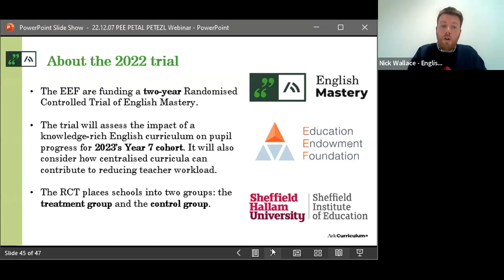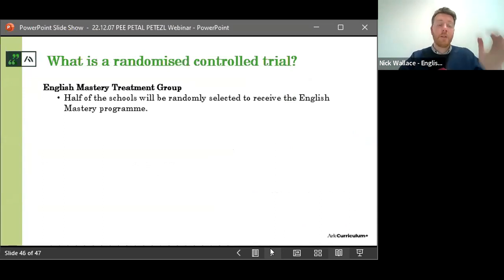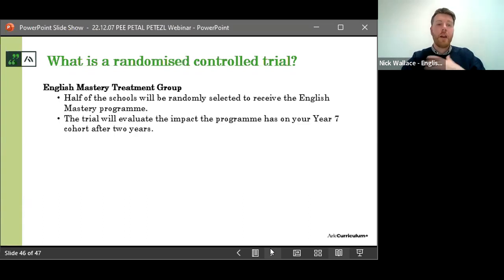The trial, the RCT, places schools into two groups, the treatment group and the control group. I'll tell you more about those groups now. The treatment group is 50-50 split. The treatment group are randomly allocated by our independent evaluators, Sheffield Hallam University, and they will receive the whole English Mastery programme. It will evaluate the impact of the programme on your Year 7 cohort after 2 years.